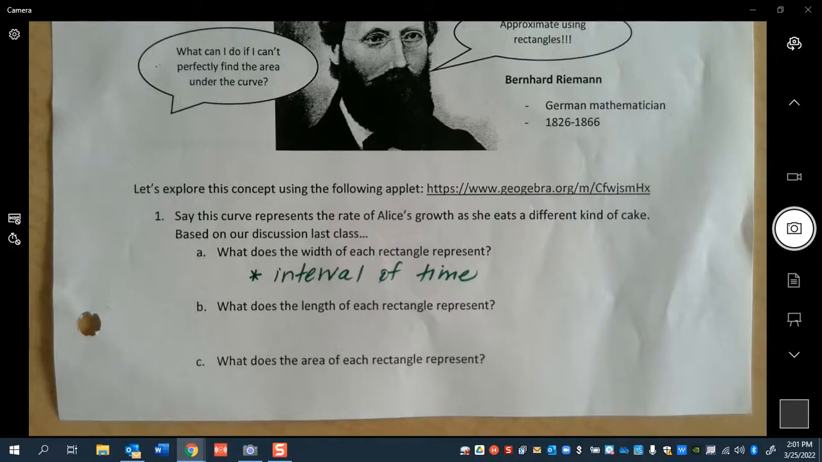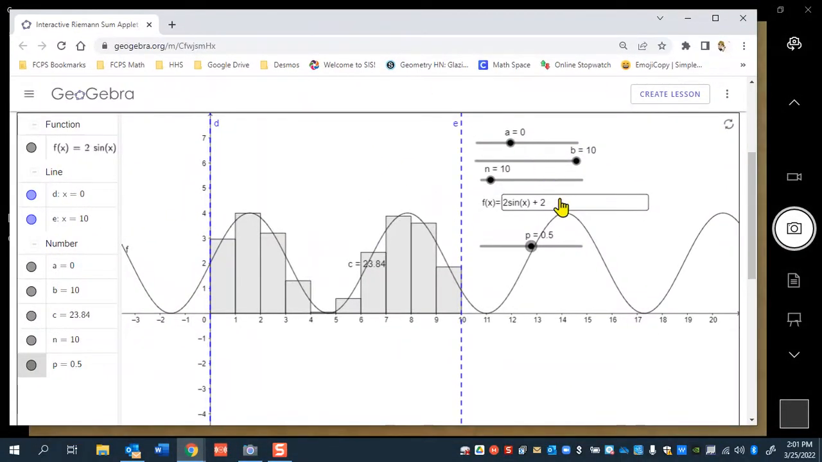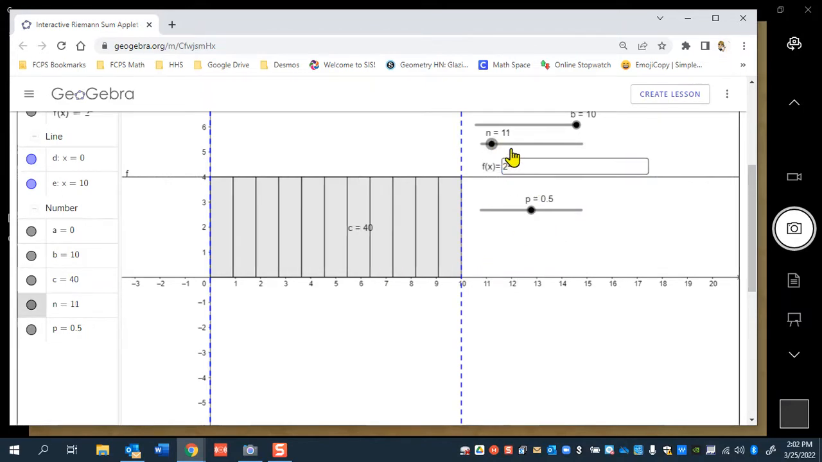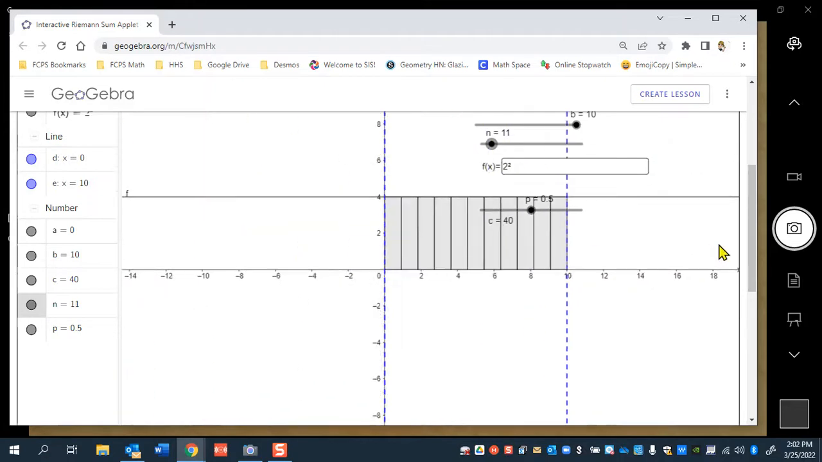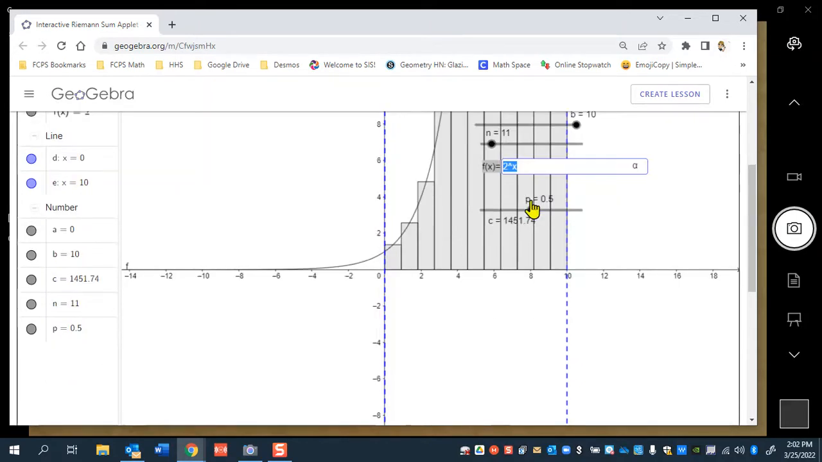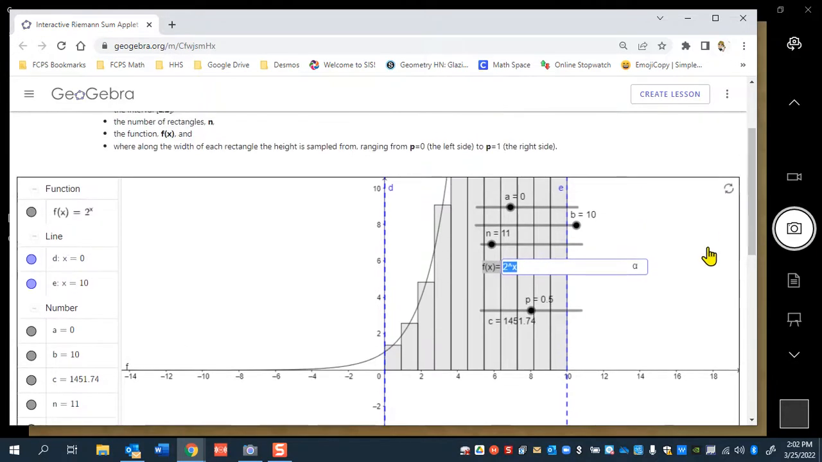So we'll go back, and the interesting thing is when we come back here, Alice's growth rate wasn't a sine function. Alice's growth rate equals 2 to the x. Okay, we like that better. Alice's growth rate was more of an exponential function.